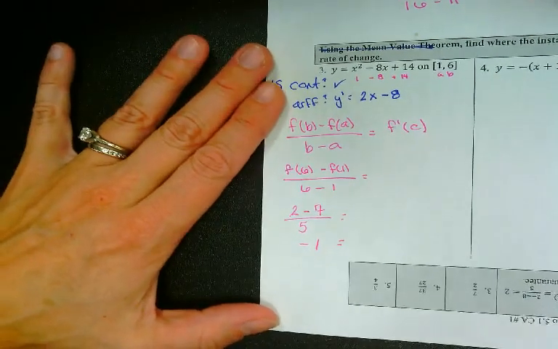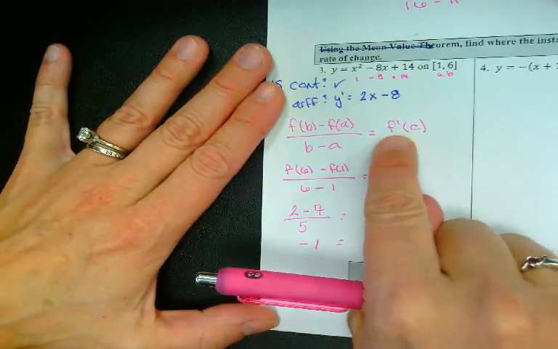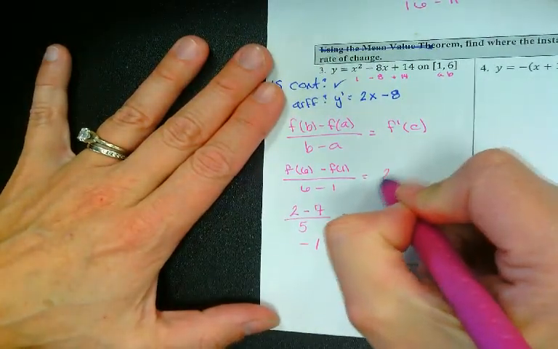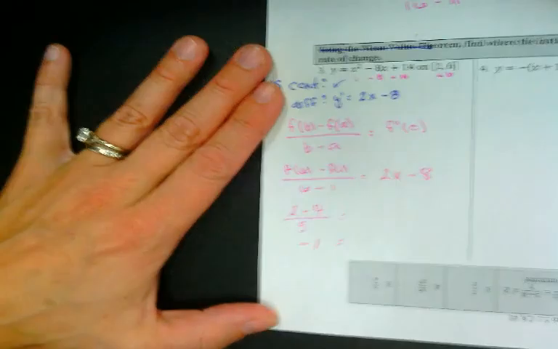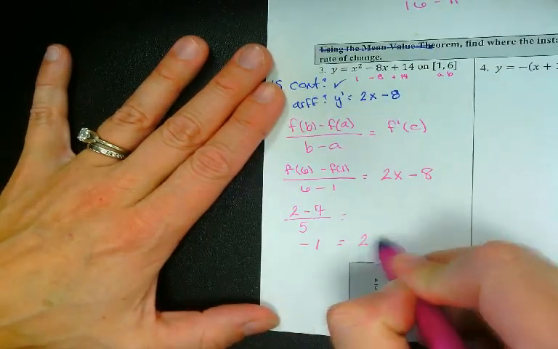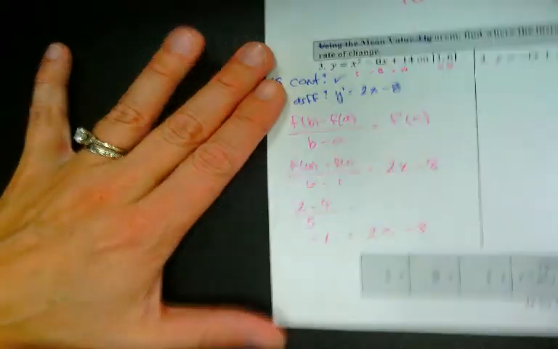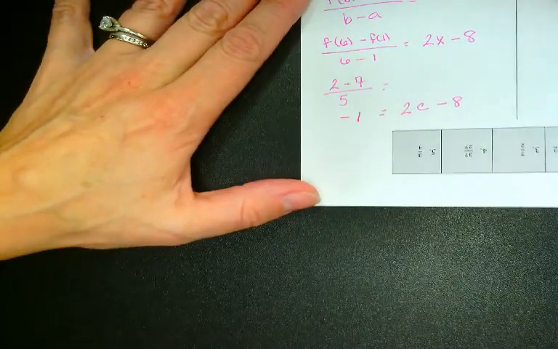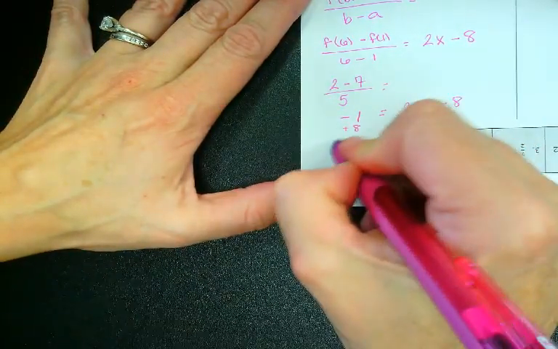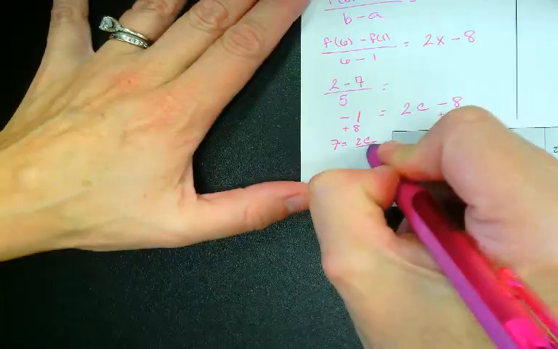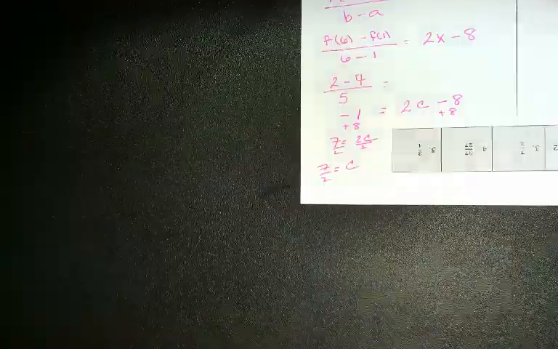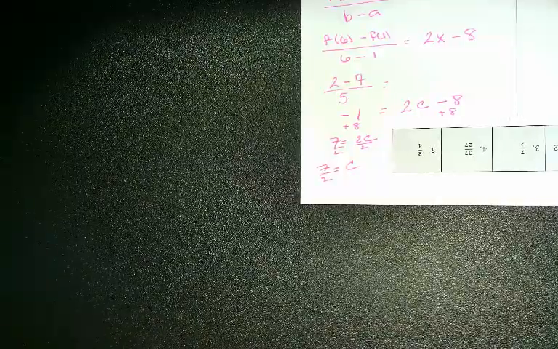Sound good? Okay, now I need the instantaneous rate of change. The instantaneous is just taking this function's derivative. We already know the derivative up here is 2x minus 8. You could plug in a c if you want because it's called f prime of c. It really doesn't matter. You could say 2c minus 8. Either way, you're solving for c or x. Now you just solve the equation. I'm going to add 8 over and get 7 equals 2c. Divide by 2. So I'm getting c equals 7/2.